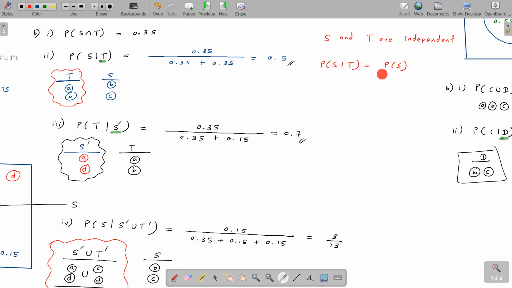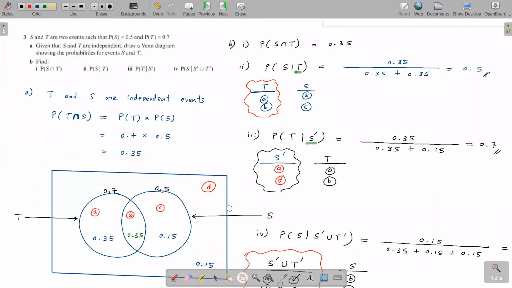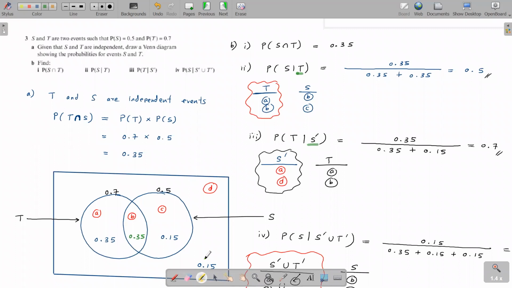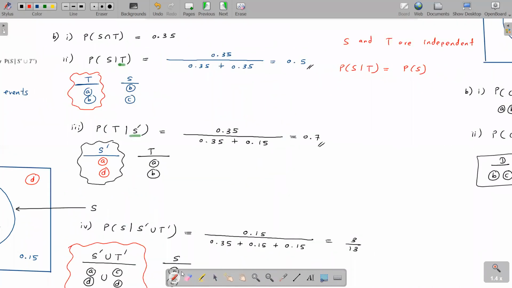So guys, is that the case here? For the probability of S given T, did we get the answer as 0.5? Is that the probability of S? Yes, you can see here the probability of S is 0.5. Even though we did this manually, we got the answer, right? So this is the probability of S. Instead of going through this, you could have written your answer at once.